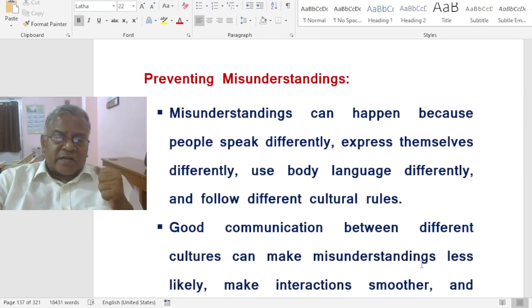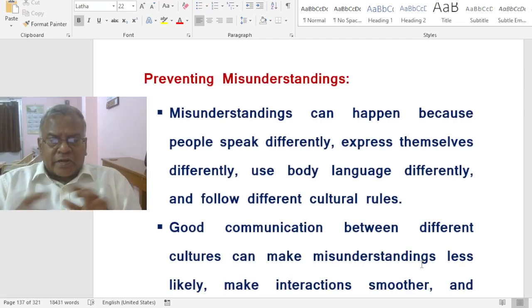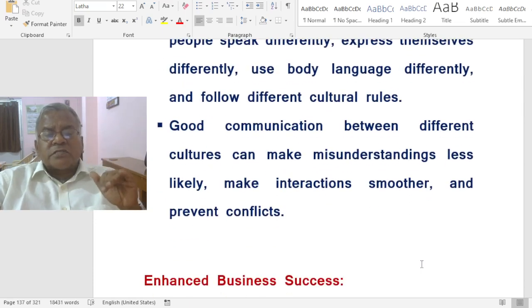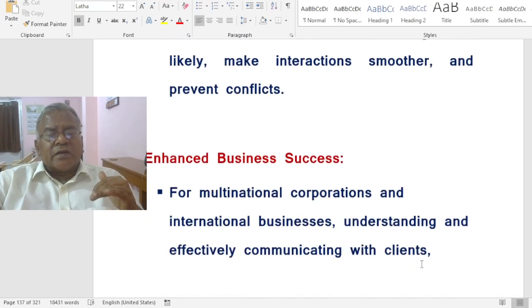Preventing misunderstandings. Misunderstandings can happen because people speak differently, express themselves differently, use body language differently, and follow different cultural rules. Good communication between different cultures can make misunderstandings less likely, make interactions smoother, and prevent conflicts. Good communication will make the interaction very smooth. That is the idea here.